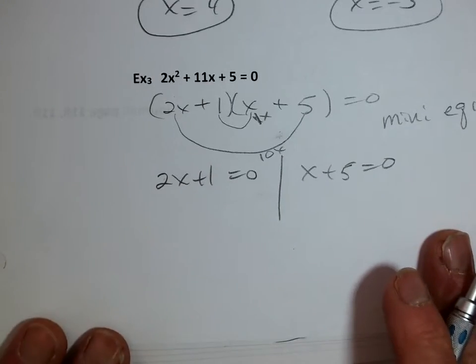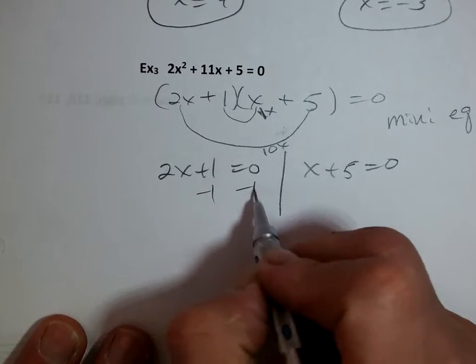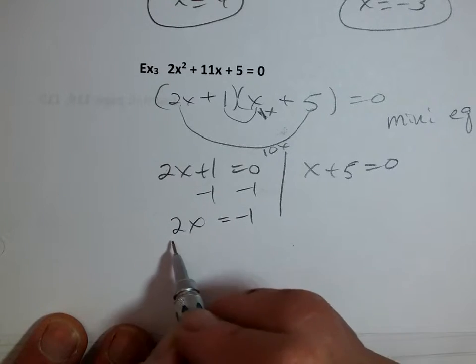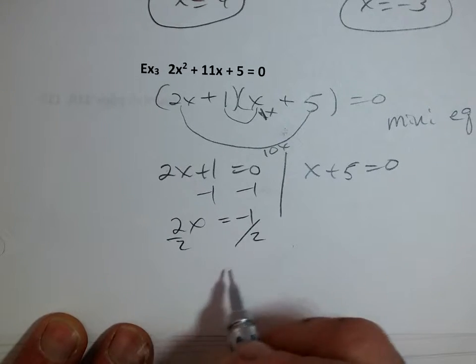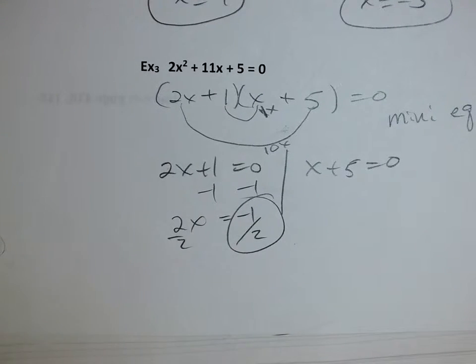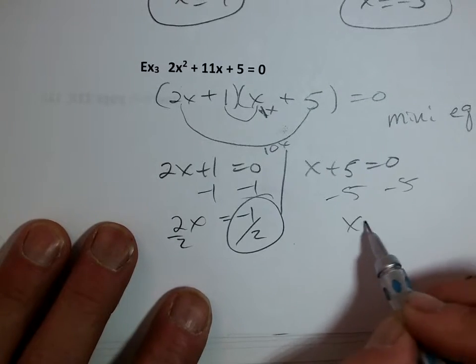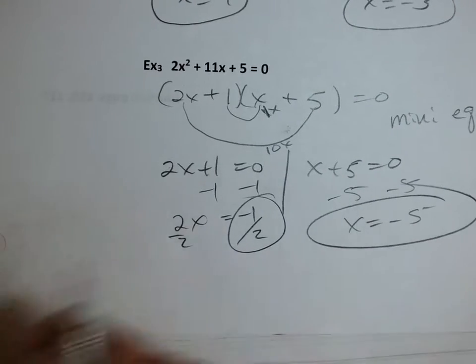We'll just solve, right? Minus 1. 2x equals negative 1. Divide by 2, and there it is. Negative 1/2 is one of them, and that might match up to that one right there, right? And then minus 5, x equals negative 5. Okay, and I'm glad you did this actually.